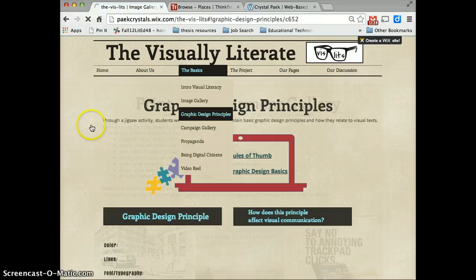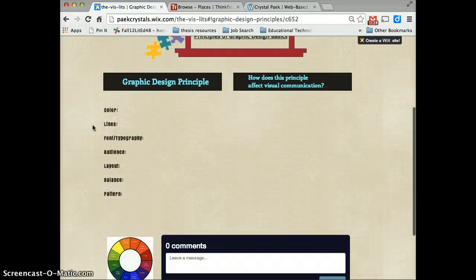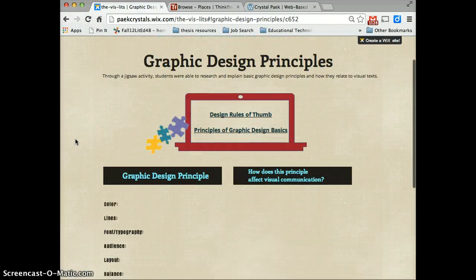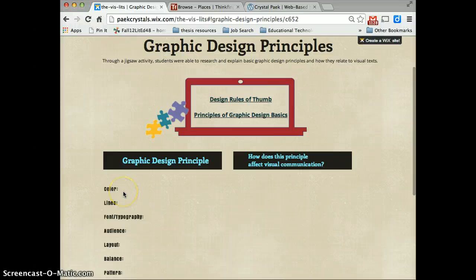And so graphic design principles, this page is very empty because, as I said before, students will be working on this jigsaw activity in class and then inputting what they find into this site and talking about how the principle affects visual communication. And these are 2 resources that I got from my course that students will be looking at. I thought it was very straightforward and easy to understand.